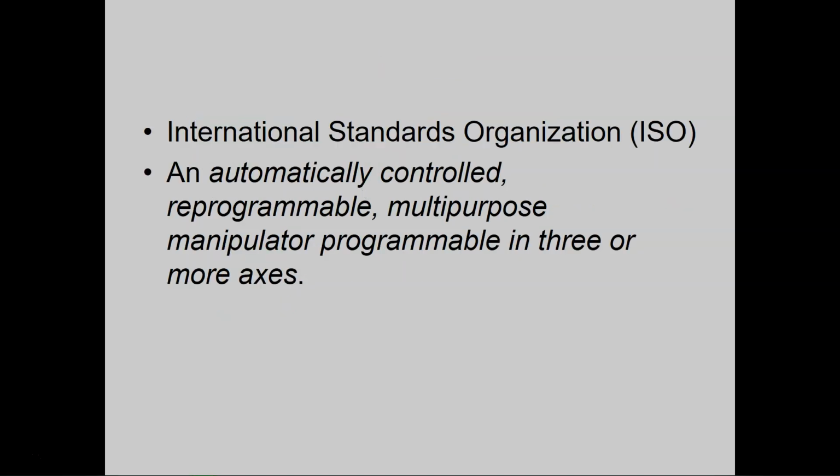So you have the International Standards Organization. Their definition of a robot is that it is an automatically controlled, reprogrammable, multi-purpose manipulator that is programmable in 3 or more axes. And we'll get into what an axis is in just a little bit. If we don't get to it today, we'll probably get to it next Saturday.